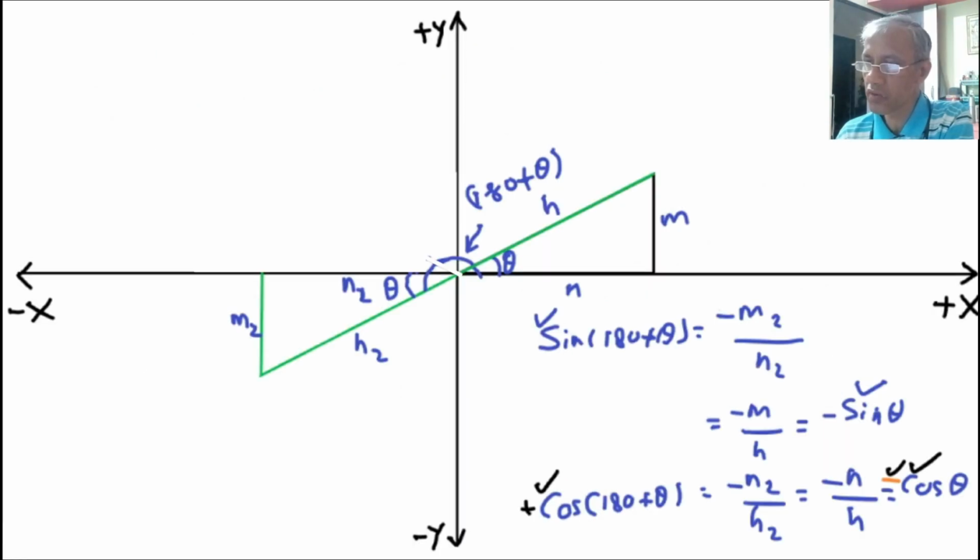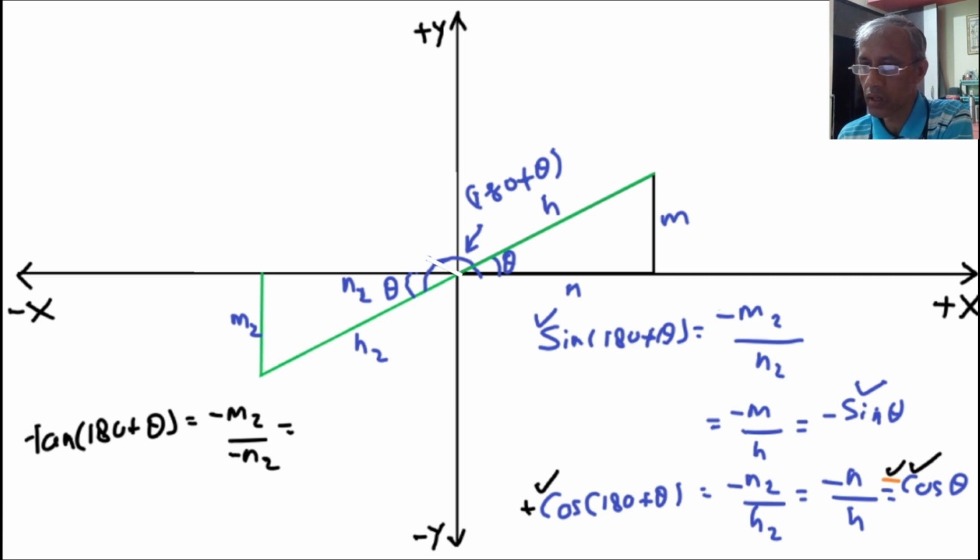The function which involves these two functions also remains the same. Tan of 180 plus theta will be equal to minus m2 by the base, which is minus n2, that is equal to minus m by the base minus n, that is the positive of tan theta.